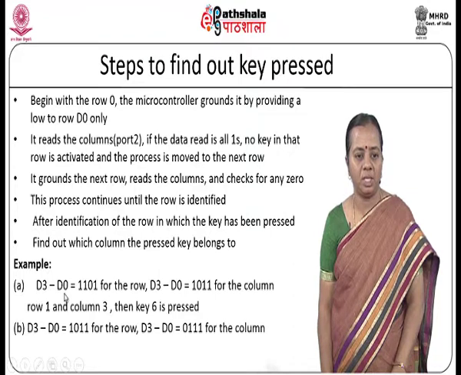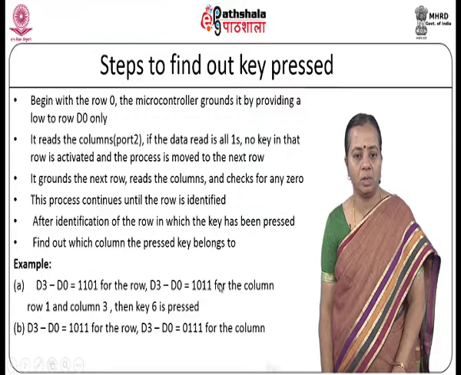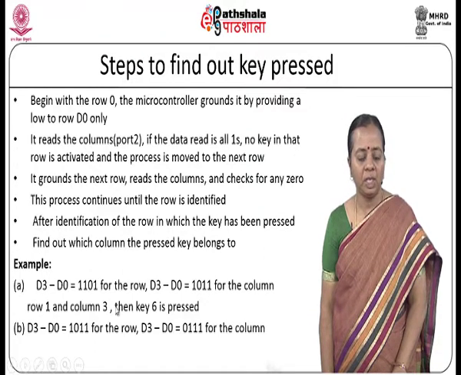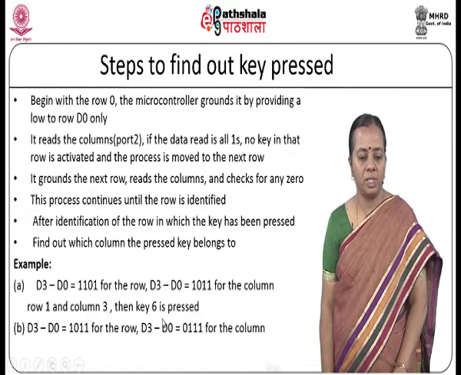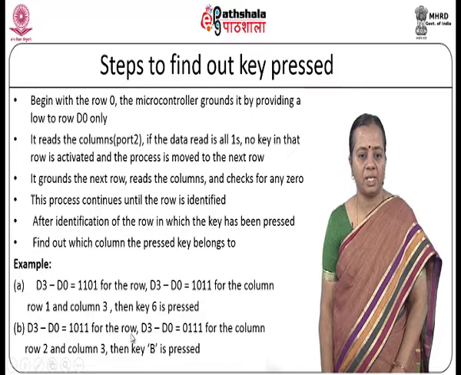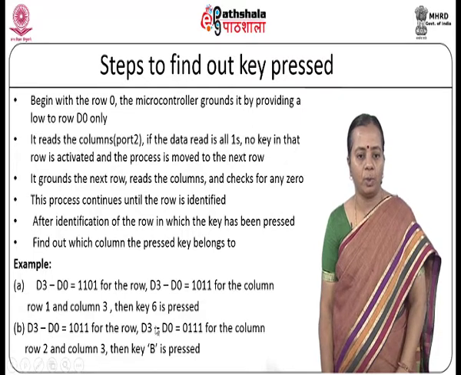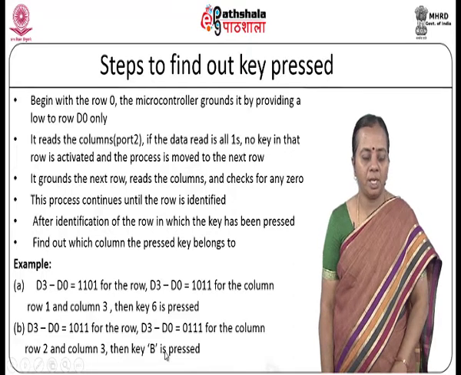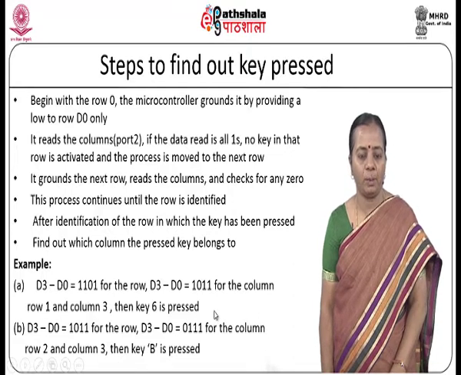If D3 to D0 is 1101 for the row and D3 to D0 is 1011 for the column, then row 1 and column 3 is pressed, which indicates that key 6 is pressed. As a second example, if I am getting 1011 on the row and 0111 for the column, then key B is pressed. So, this is the way we will be identifying it.